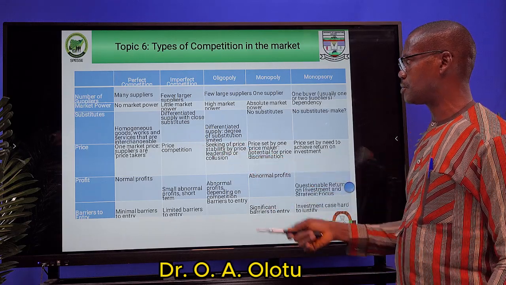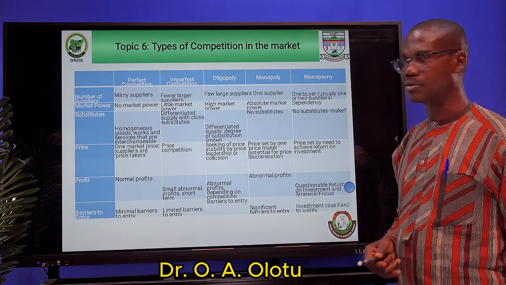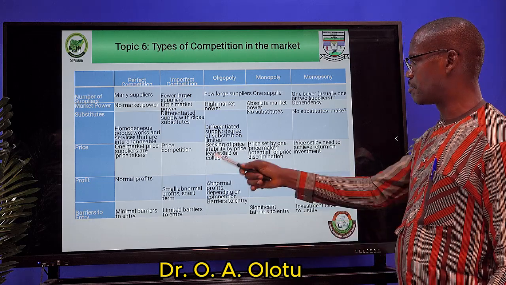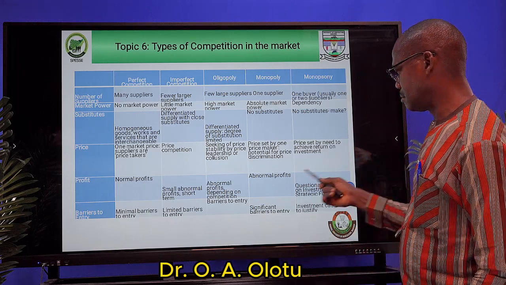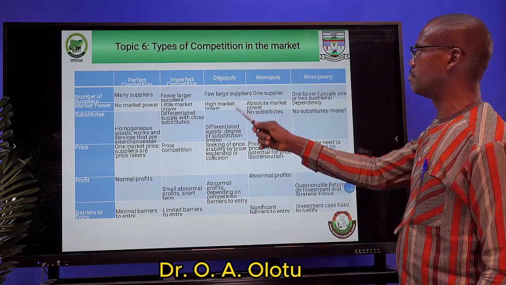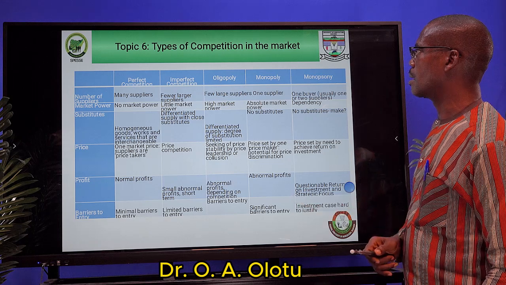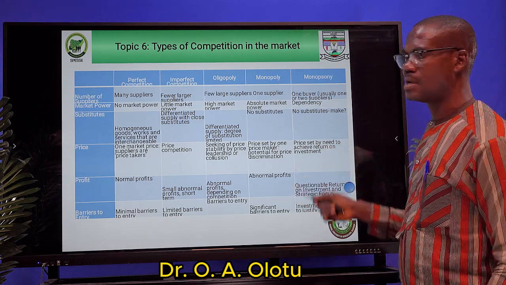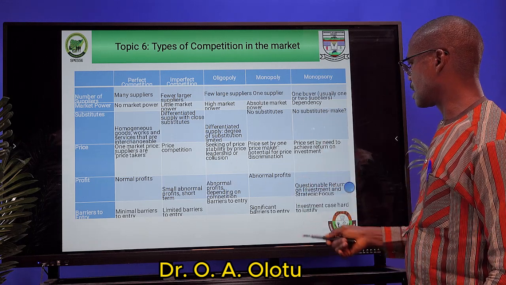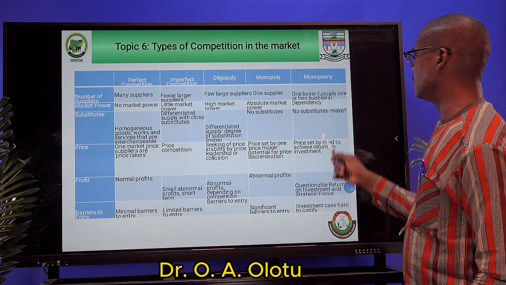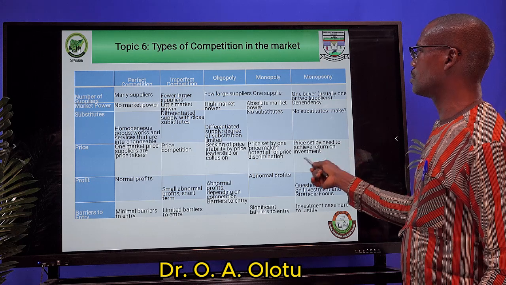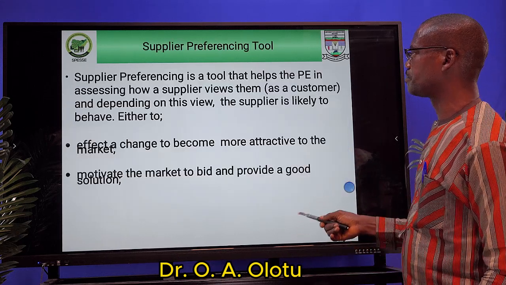Then price determination, the price leader, the level of price competition in the market, the profit level, as well as the barrier to entry into the market. The barrier to entry varies from one competitive market to another. So take a critical look at this table and have a better understanding of these types of competition in the market environment.